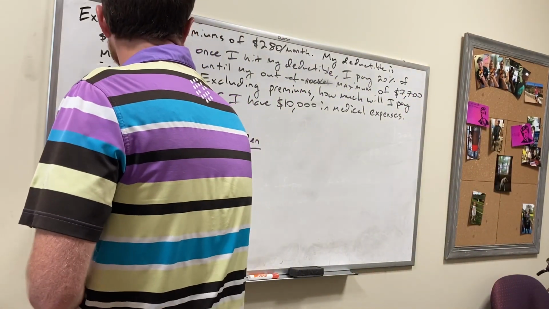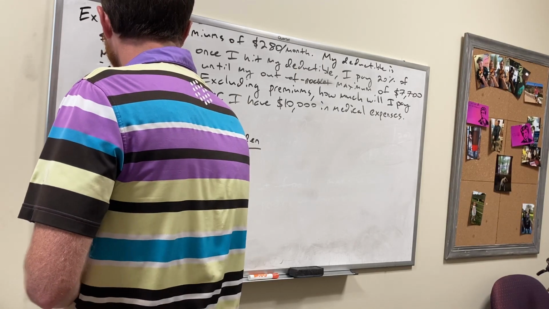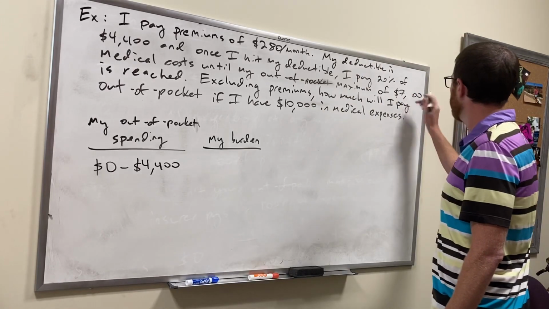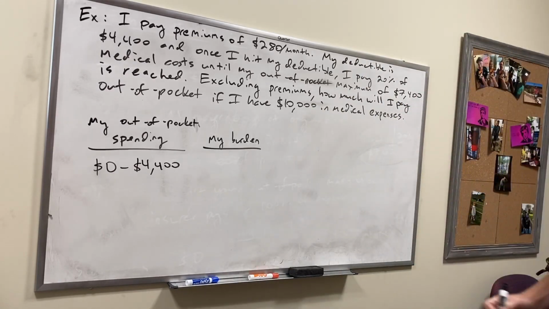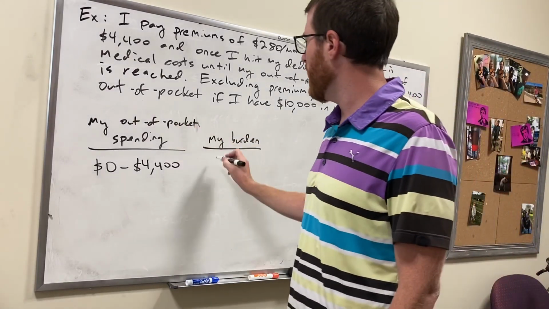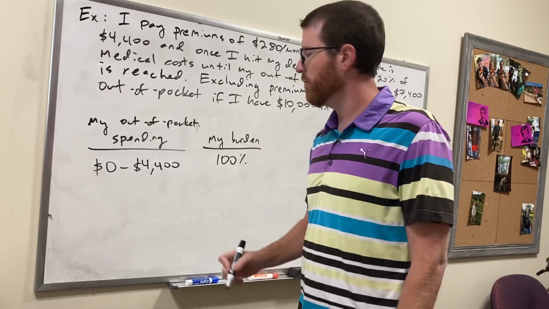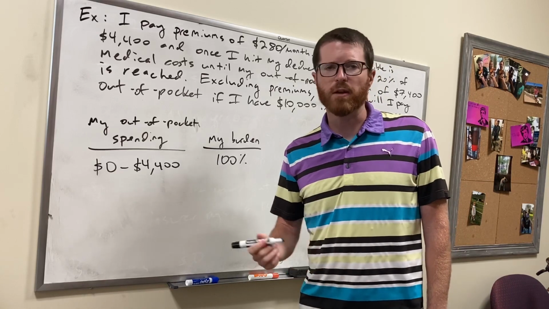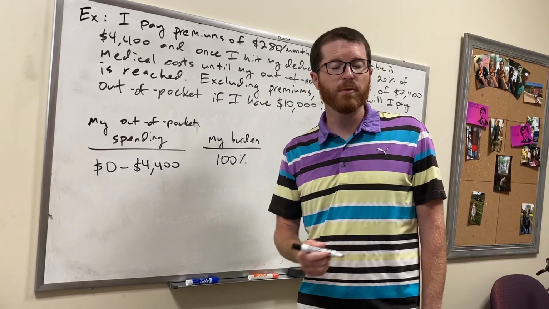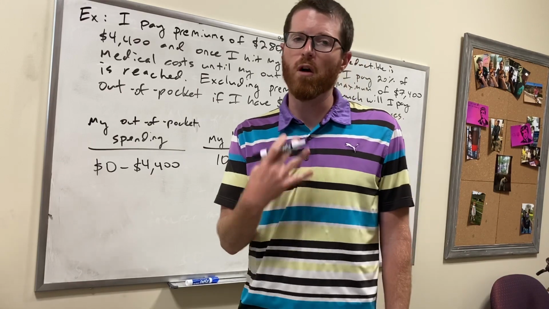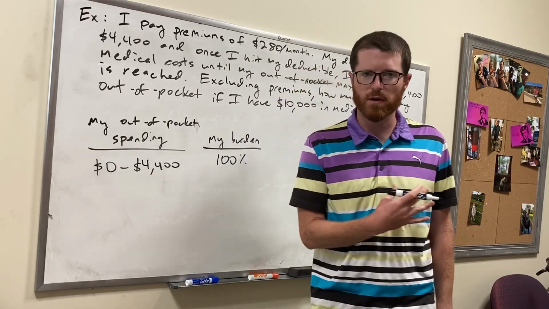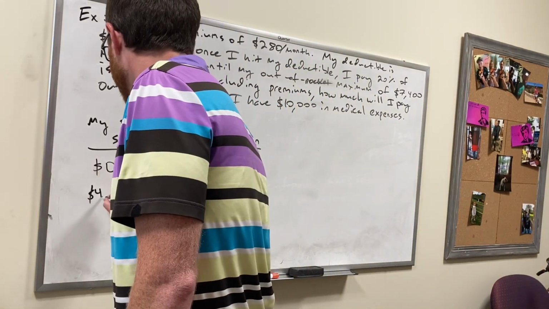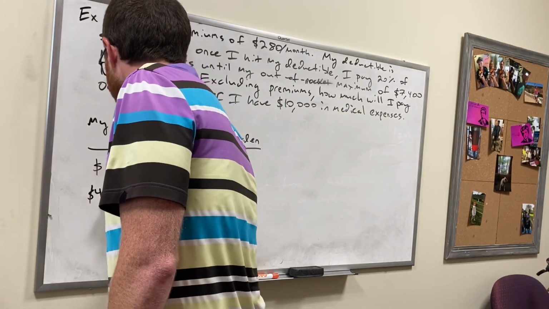So for the first $4,400, mistake here, this should be $7,400. There we go. So for my first $4,400, that's my pre-deductible state. I pay 100% of any medical expense that I have, right? Up until $4,400 is hit, I pay for all of my expenses. My insurance doesn't cover anything, okay? At $4,400, I hit my deductible, and that changes things.